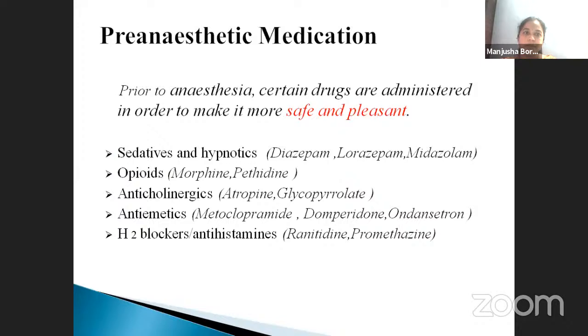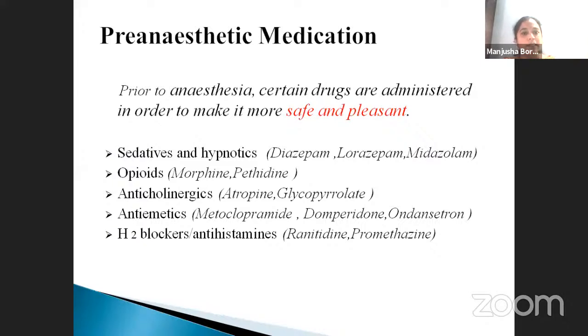One more important concept related to anesthesia is the pre-anesthetic medications. Prior to the anesthesia, certain drugs are administered in order to make the anesthesia safe and pleasant. It is called pre-anesthetic medication. To produce sedation, mostly sedative hypnotic drugs like diazepam, lorazepam, and midazolam can be preferred as pre-anesthetic medications. To relieve pre- and post-operative pain, opioid analgesics like morphine and pethidine can be used as a pre-anesthetic medication.